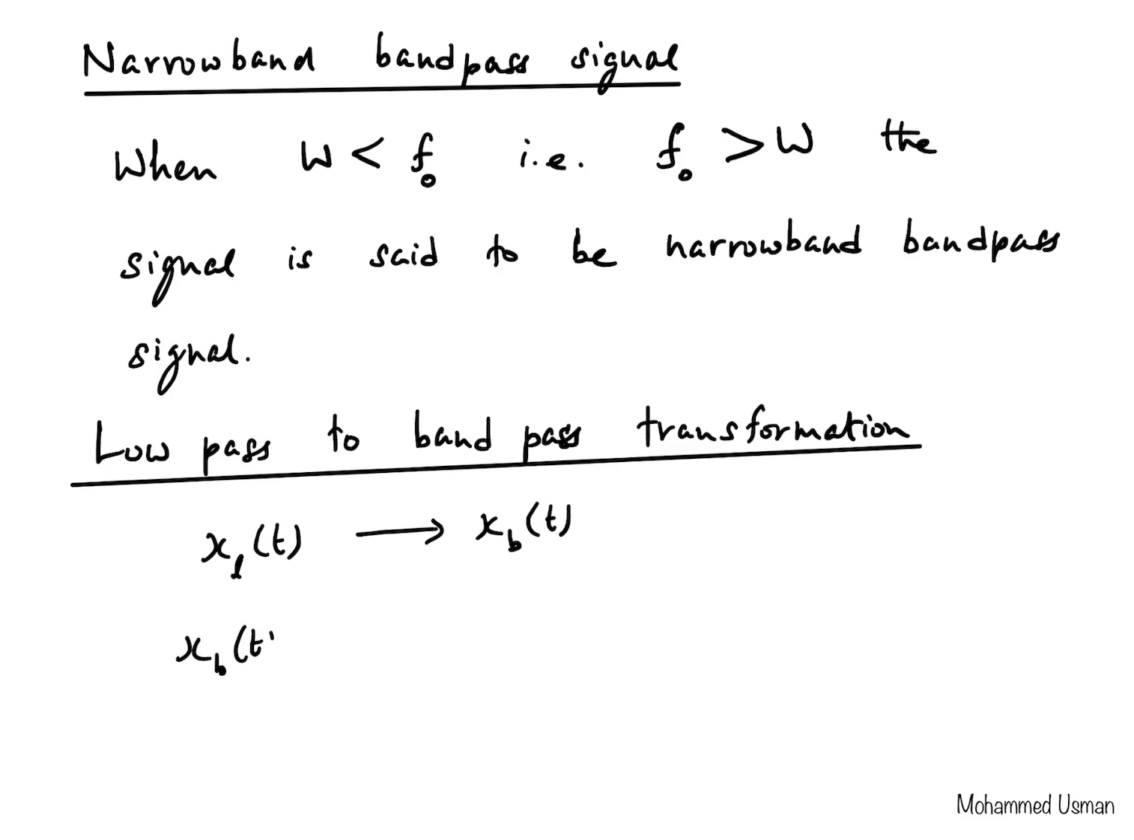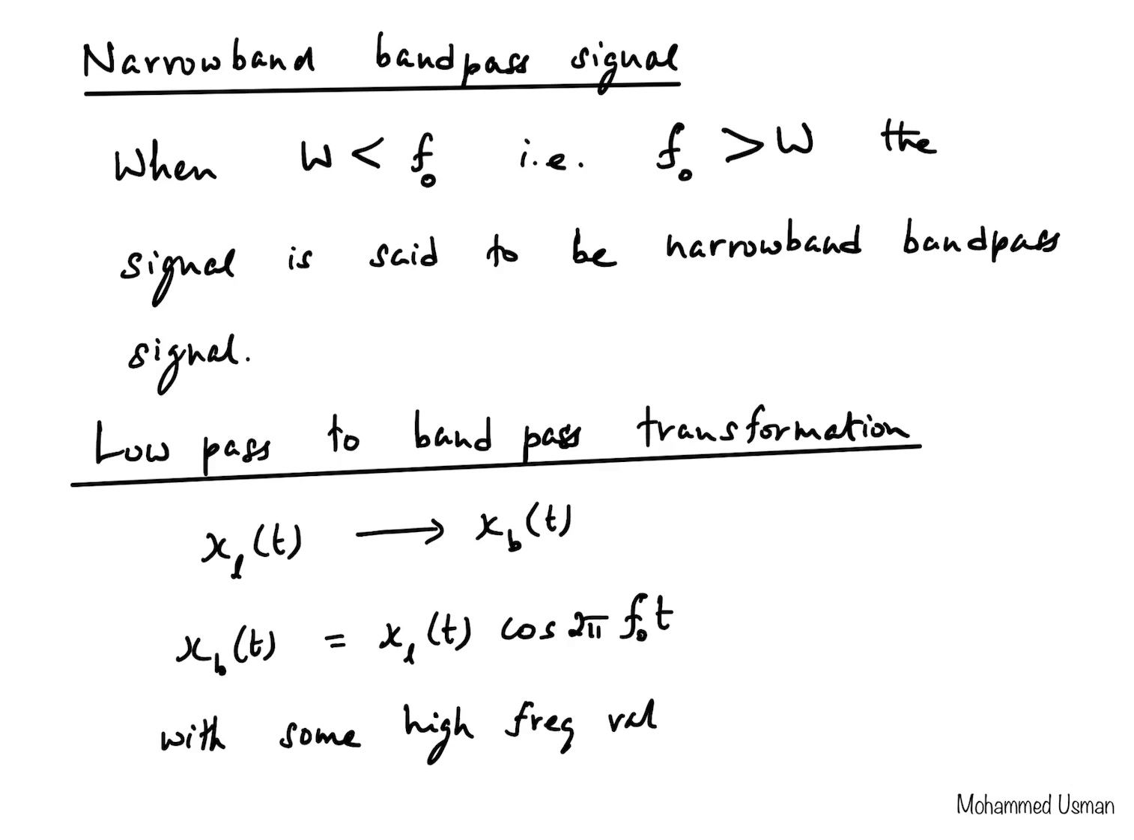We can obtain the band pass signal XB of t by multiplying the low pass signal XL of t with a carrier signal cosine 2 pi f naught t, where f naught is some high frequency value. So we will choose this f naught to be some high value, and when you multiply this low pass signal with a carrier signal of some high frequency, we will get the band pass signal, and that uses or utilizes the modulation property of Fourier transform, which produces frequency translation.